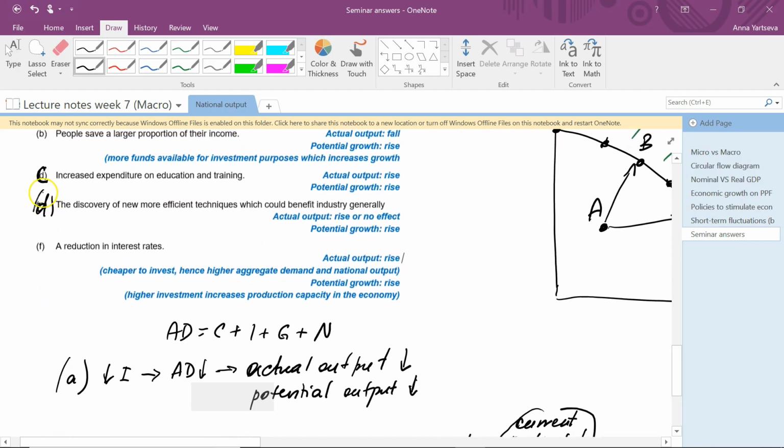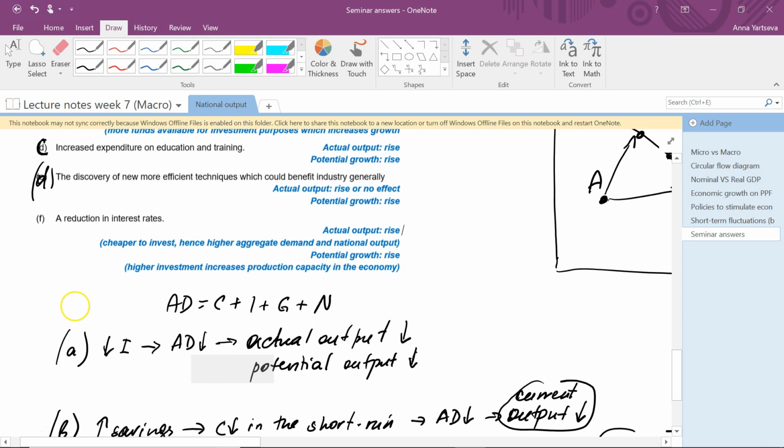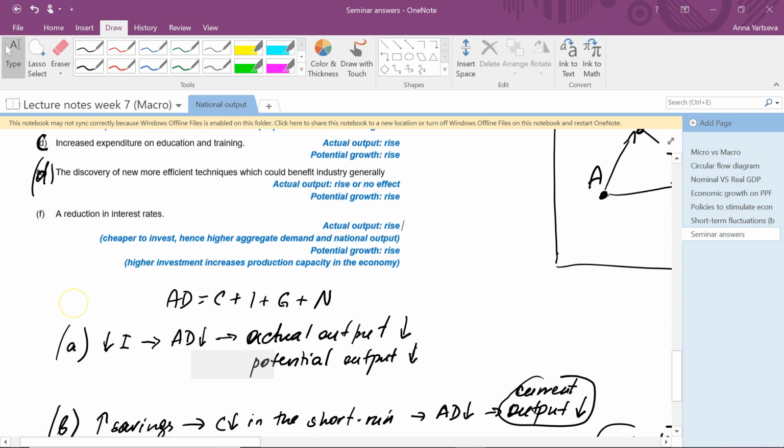Next one, D, discovery of new, more efficient techniques which could benefit industry generally. For actual output, it might increase or there might be no effect, but potential growth will definitely rise, because more efficient techniques will not necessarily imply an increase in output. It might reduce the cost of production for the company, but not necessarily result in higher production. It might increase, but not necessarily. But potential output will definitely grow, because the more efficient we are, the fewer resources we will require to produce the same amount of output in the longer term, and we will be able to produce more. So potential growth will be higher.